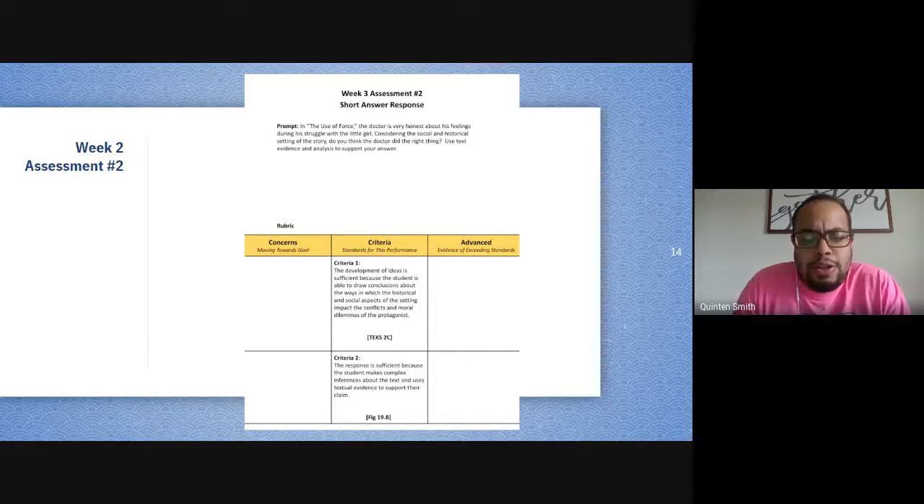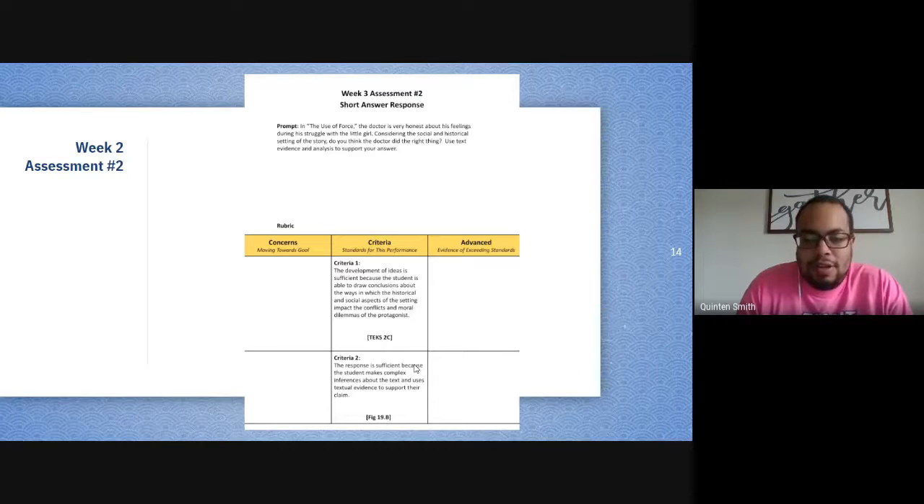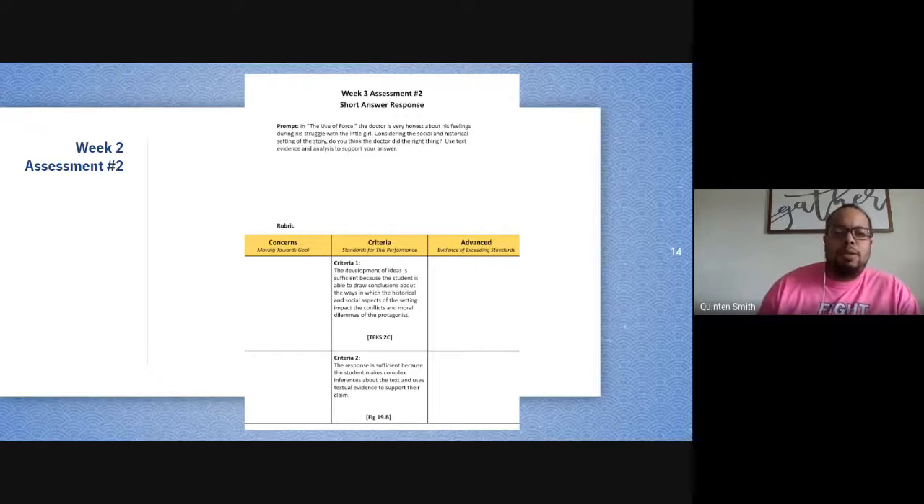There are 2 criteria that we're going to be grading you on, so feel free to look at both of these. We want to look at your development of your ideas, and we also want to make sure that it makes any complex inferences, which, as we established, was an educated guess. So after you make sure that you read the story and really understand it, develop your ideas and draw some inferences based on what you know about the background information.